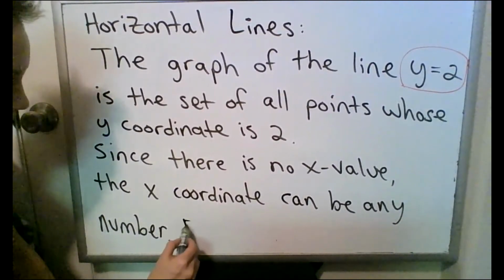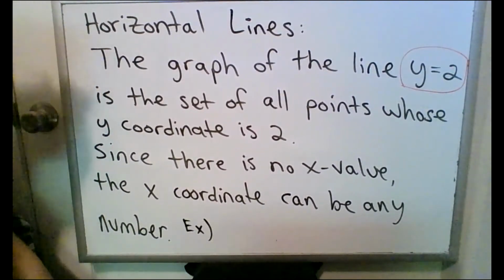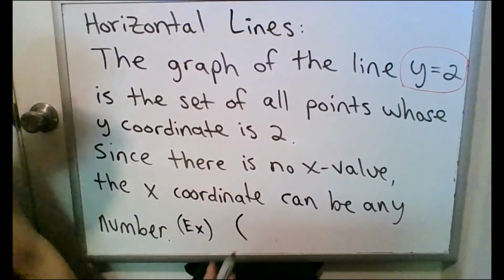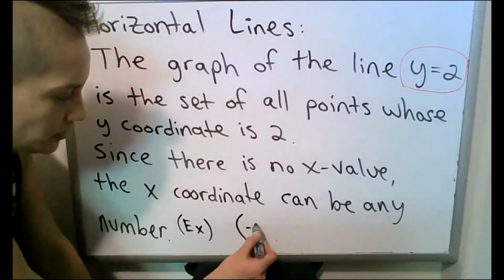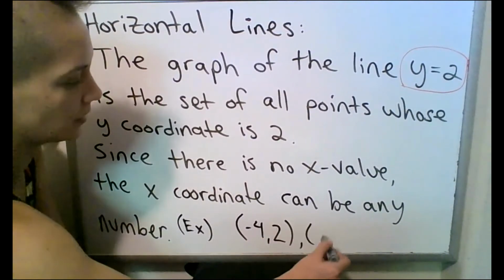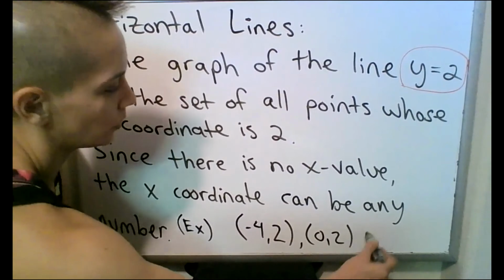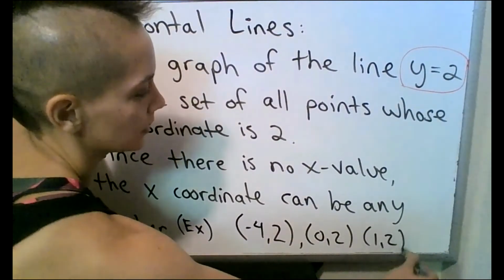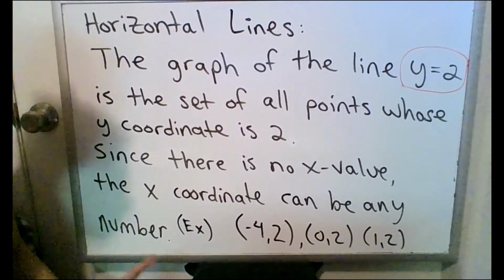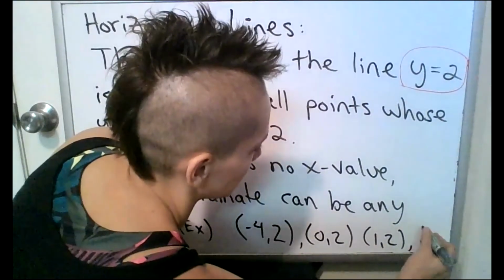Okay, we're going to talk about just a few of the points that would be in the graph. So we could have x any number, y has to be 2. Let's put x equal to -4 followed by 2. You can have 0, 2, or 1, 2, or 7, 2. Y has to equal 2. X can be anything I want it to be.